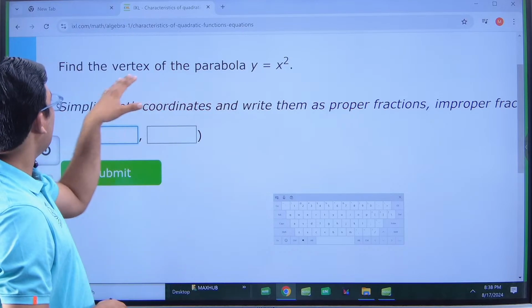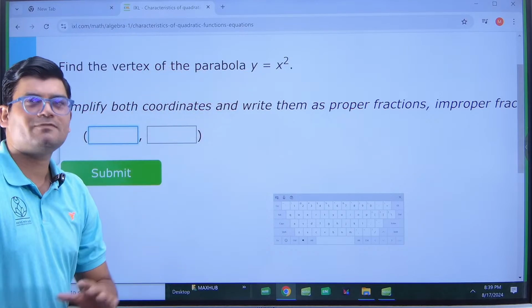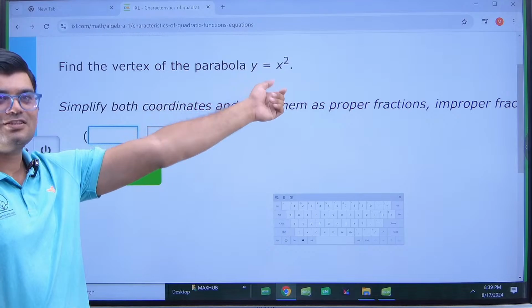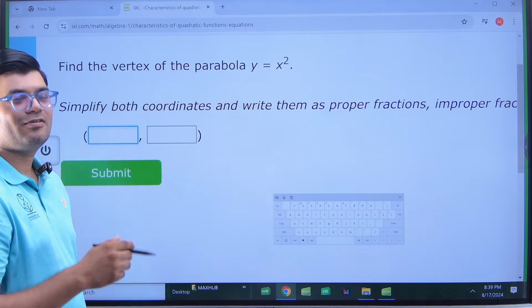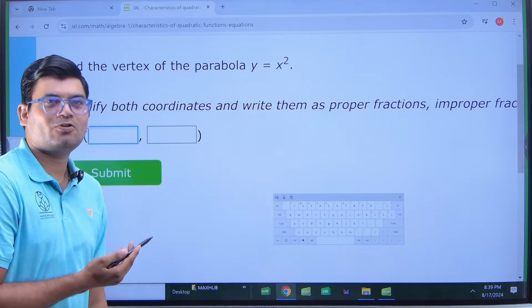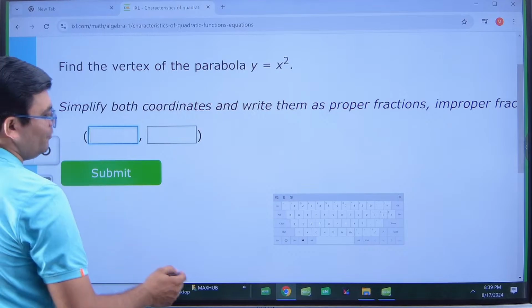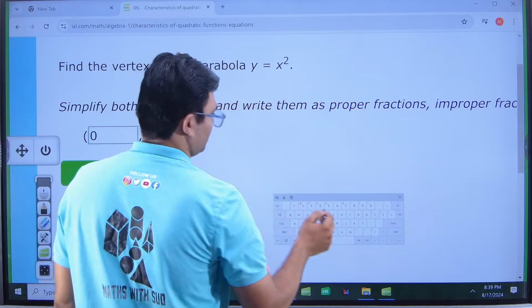Okay, find the vertex of the parabola. This is a very easy question. You know the graph. The vertex is 0, comma 0. Wonderful. It will be 0, comma 0.